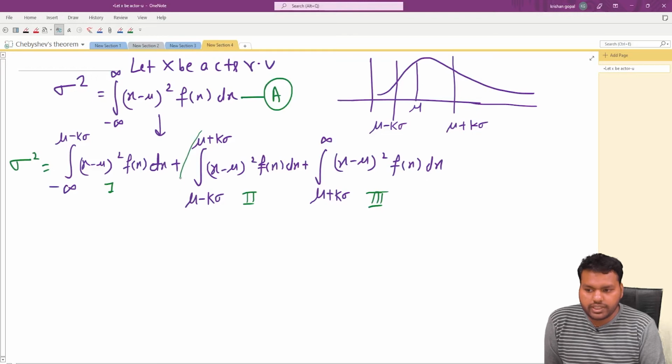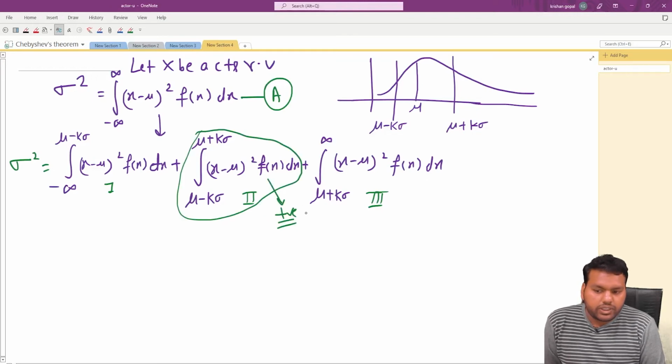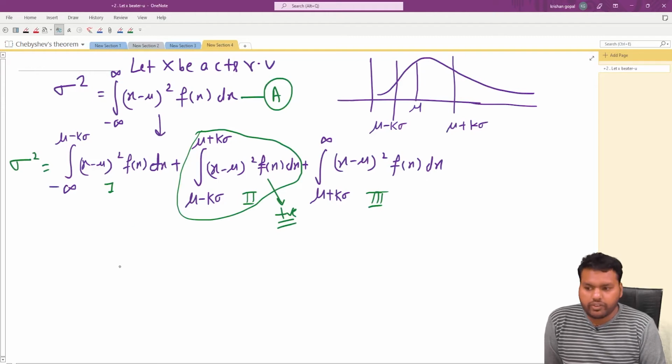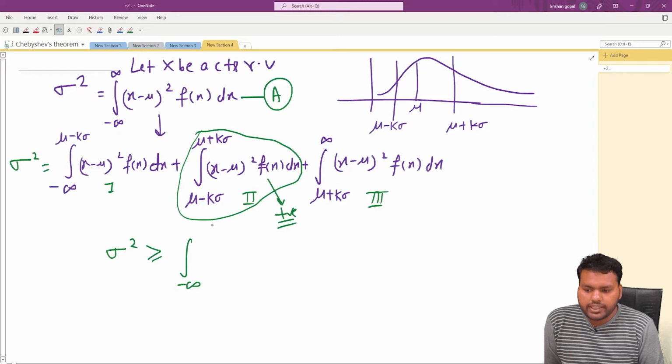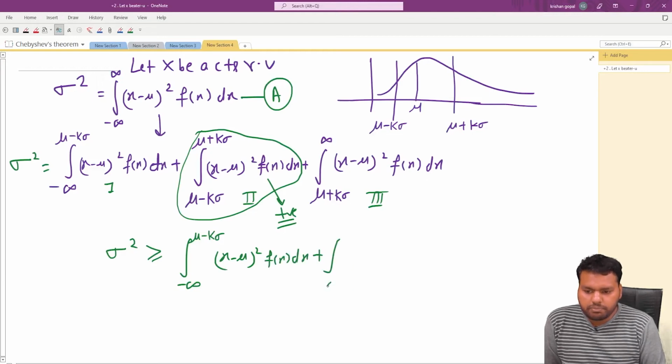Now if you see, this second part is always positive. When I know this second part is always positive, I can say that sigma square is greater than or equal to the integral from minus infinity to mu minus k sigma of (x minus mu) whole square f(x) dx plus the integral from mu plus k sigma to infinity of (x minus mu) whole square f(x) dx.